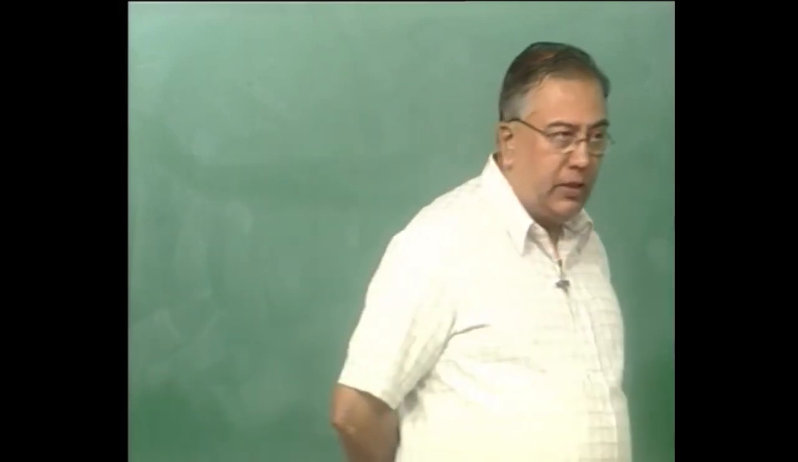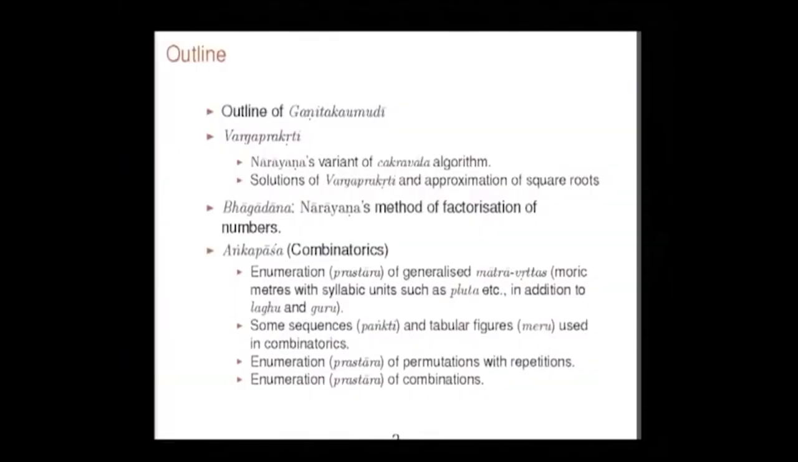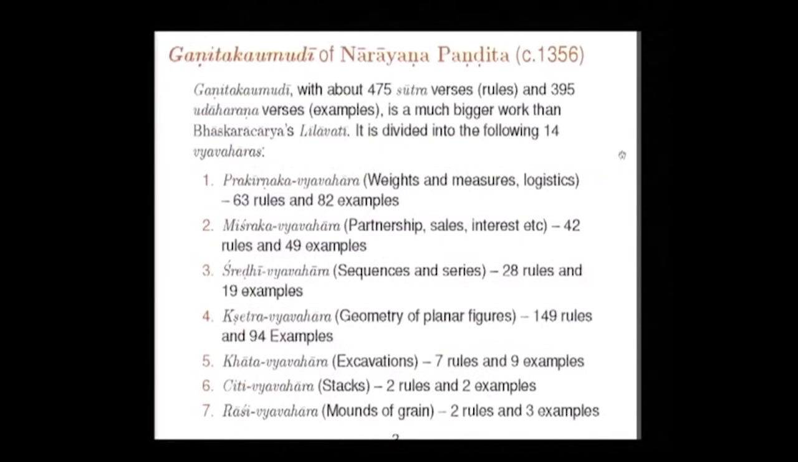So this is the third lecture on Ganitakaumudi of Narayana Pandita. As you can see, the lectures on magic squares are also essentially on the last chapter of Narayana Pandita's Ganitakaumudi. Ganitakaumudi was written around 1356. We do not know where Narayana Pandita lived. The majority of his manuscripts are found in Western India, Gujarat, Rajasthan, etc. But maybe he was even in Bihar or somewhere.